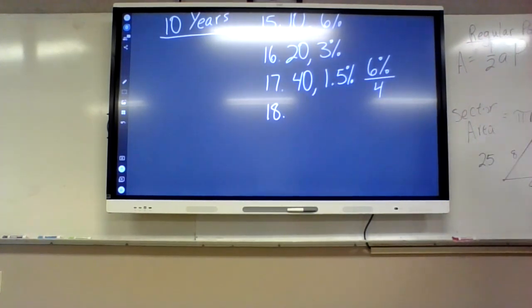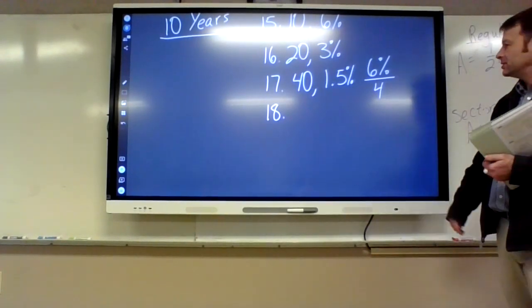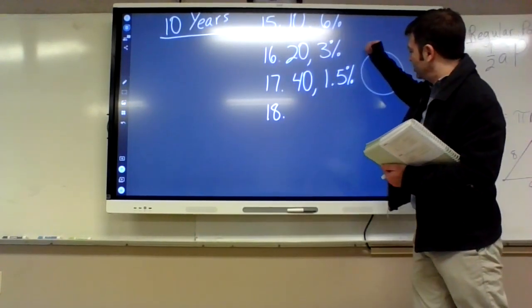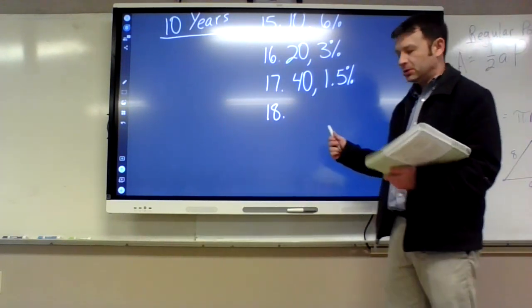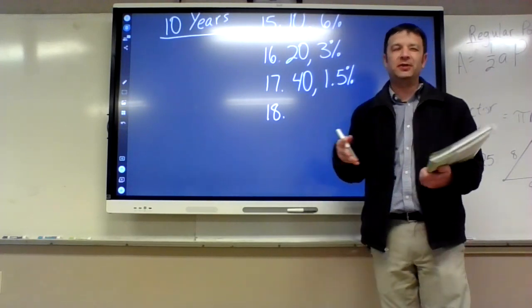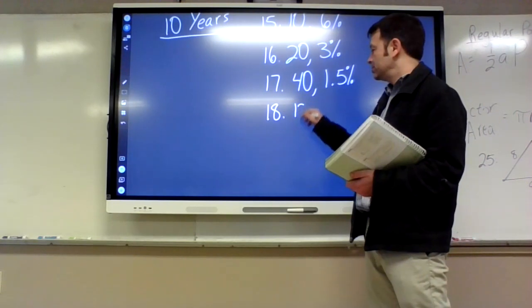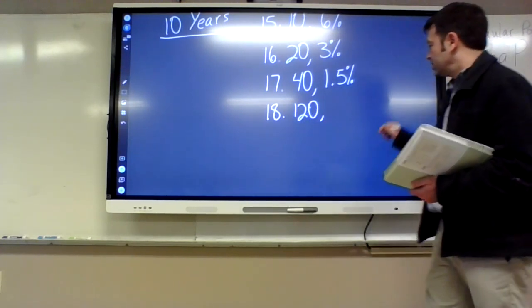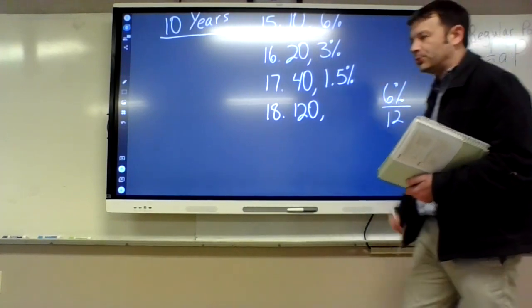Alright, 18. 18 says monthly. How many payments if we're paying monthly? 12. This is probably the most common. My mortgage is monthly. I'm pretty sure pretty much everybody's mortgage is monthly. So if you're paying 12 times a year for 10 years, how many payments would that be altogether? 120. Okay, and that 6% interest rate is going to be divided by 12.